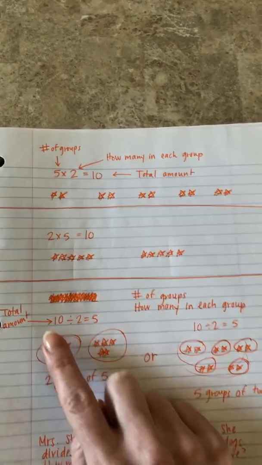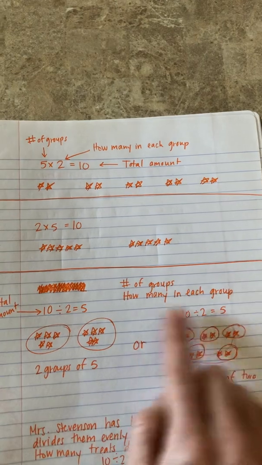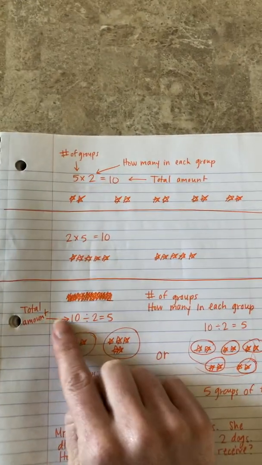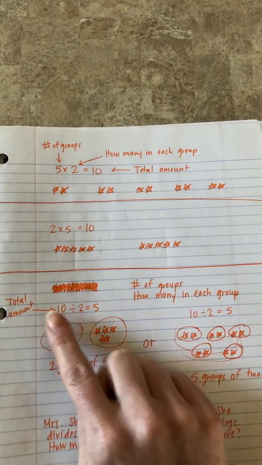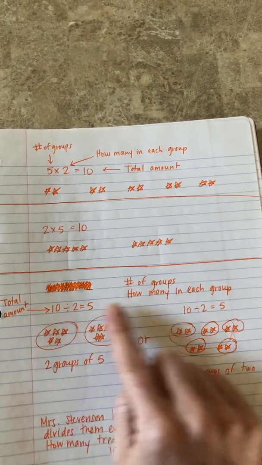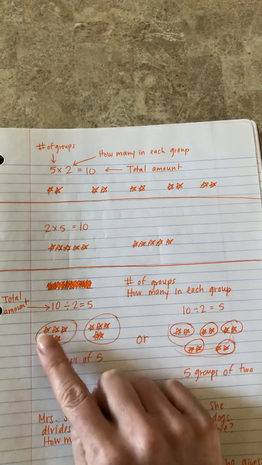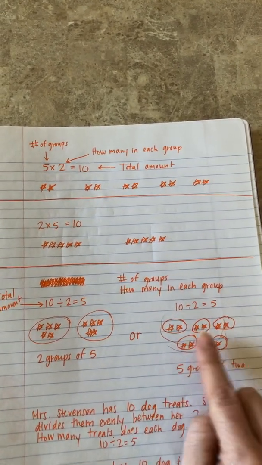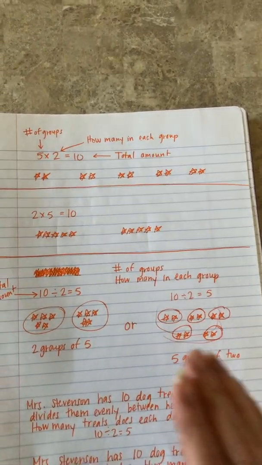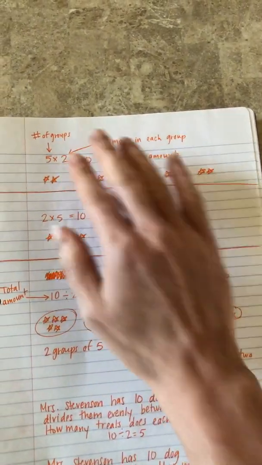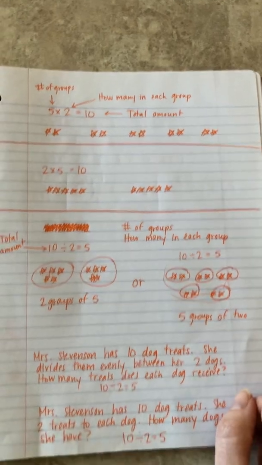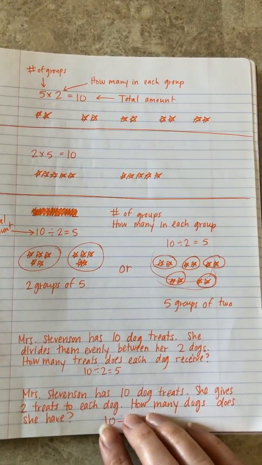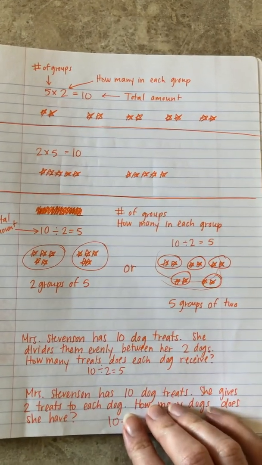When we're talking about division, we always start with our total amount. So here we're starting with our 10. Then our next number could sometimes mean the number of groups, or it could sometimes mean the number in each group. It isn't always set every single time like it is in multiplication. It would really depend on what the question is asking in the problem-solving question.